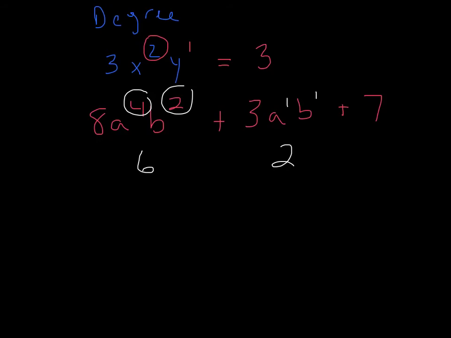And now for the last one, the 7, it doesn't have a variable, but that just means that whatever the variable would have been, say a, like the rest of them, that's going to be to the 0 degree. So it does have a degree, it's just a 0 degree. Don't forget that even if it doesn't have a variable involved, its degree would be 0. And if you look at the whole polynomial, the highest degree, or the degree of the polynomial, is 6.